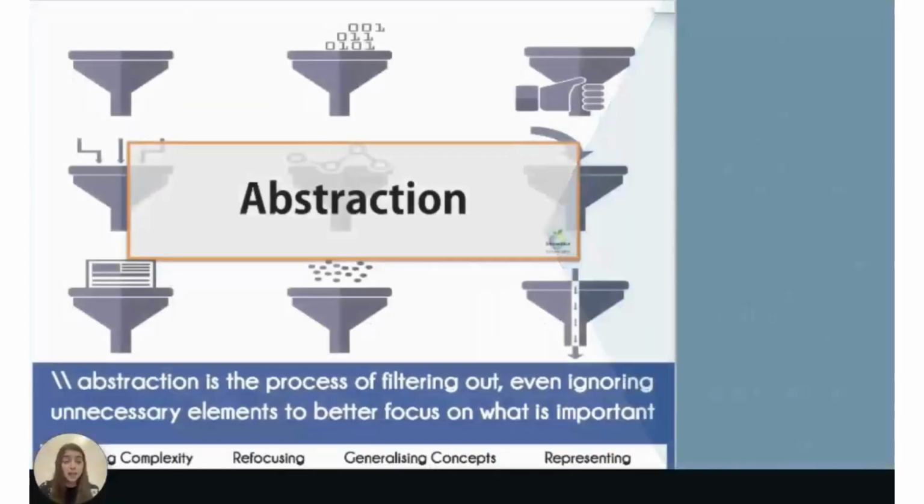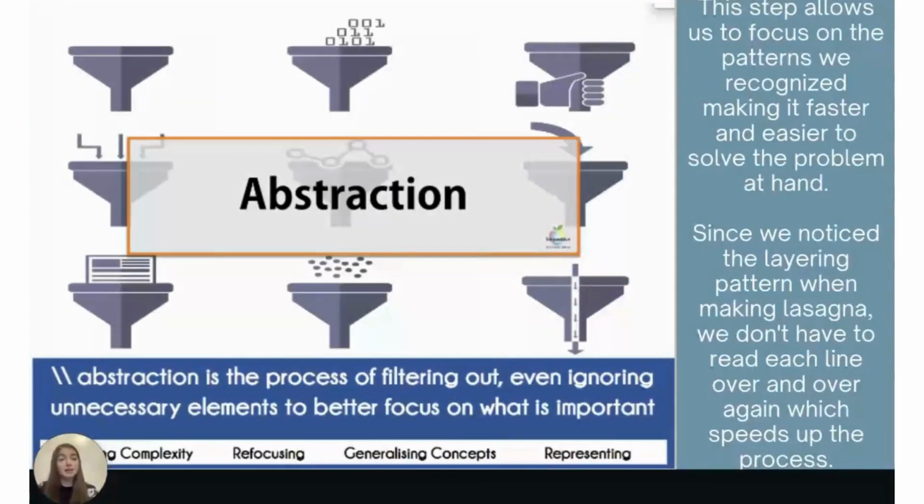Pattern recognition goes hand in hand with our next step, abstraction. Abstraction is the process of filtering out or ignoring unnecessary information to focus on what's important. In this case, focusing on that pattern we just recognized in the last step, being able to ignore the things we don't need and hone in on the parts that are really important.